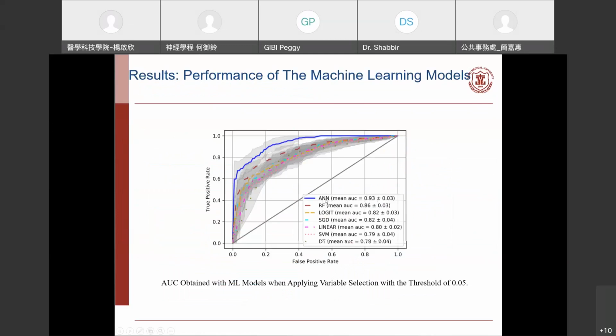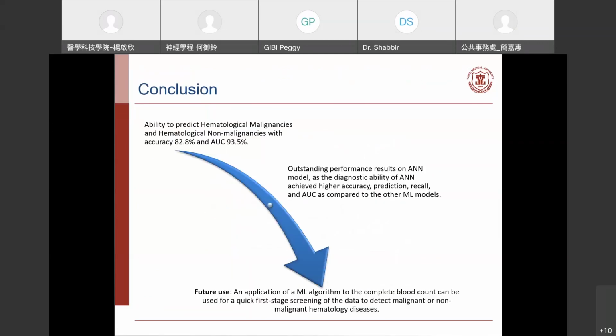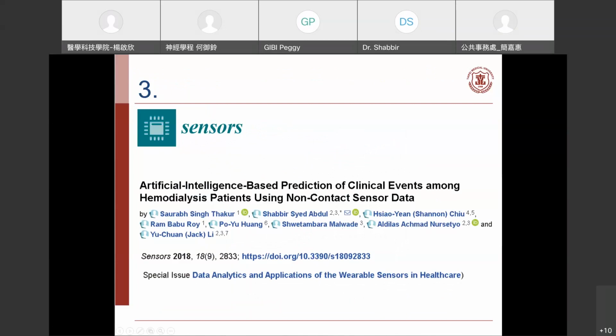So by artificial neural network. This is what we need. When the values are above 90, it can be clinically useful. Otherwise, it will not be so useful. So the conclusion: ability to predict hematological malignancies and hematological non-malignancies with accuracy of 82 and AUROC of 93, outstanding performance results on ANN, and we published this paper in Scientific Reports.